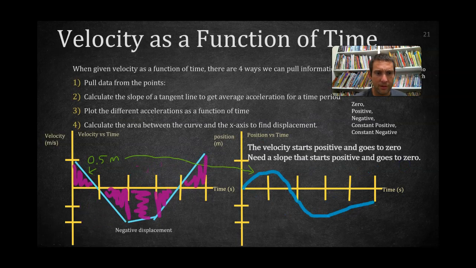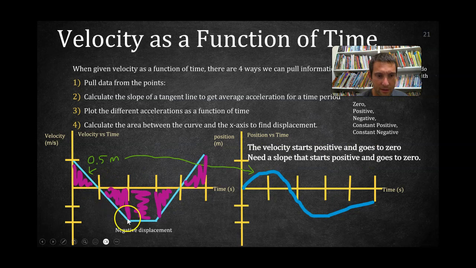Let me do one other little piece. The next little leg here starts 0 and goes negative. So we start at 0 and then we go to a negative slope. And it's a constant velocity, so we need to have a constant velocity. Then the next piece goes from constant velocity, constant negative, to 0, excuse me. So constant negative to a slope of 0.